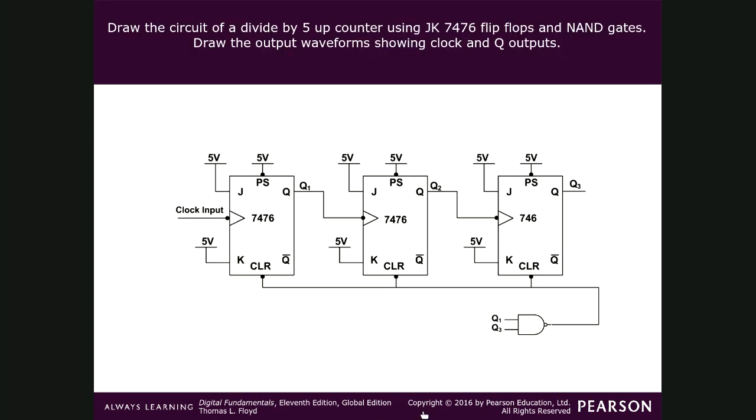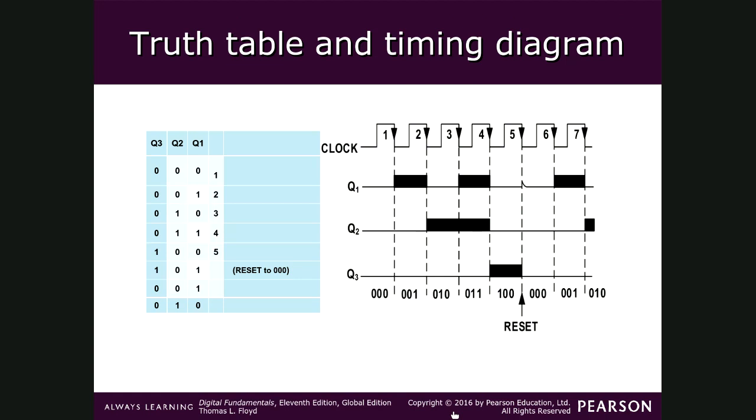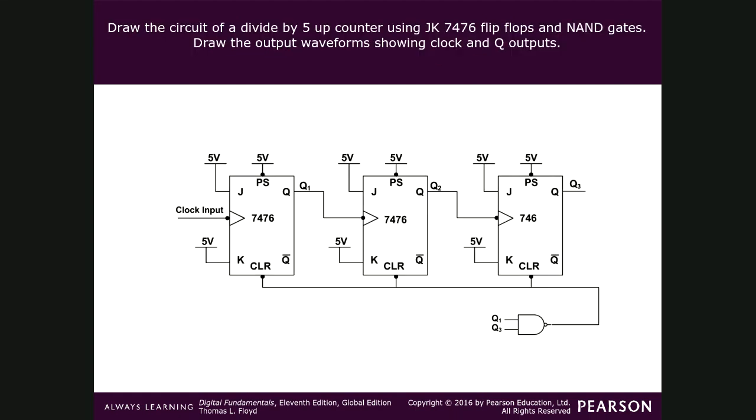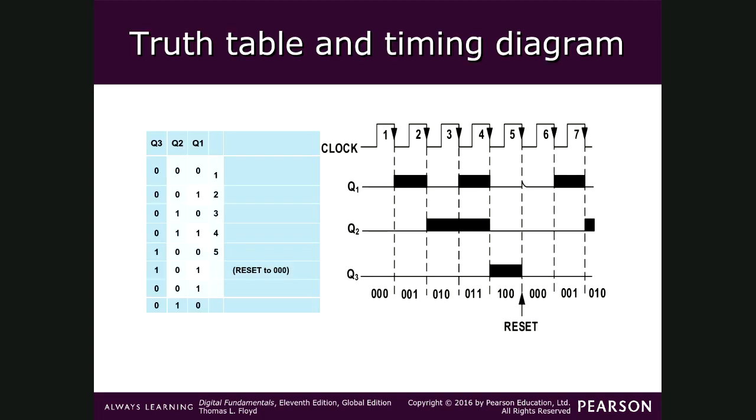Now see here, what is this one? This is called a divide by 5 counter. I will explain. Divide by 5 means the first number is 0 0 0, the second number 0 0 1, the third number 0 1 0, the fourth number 0 1 1, and the fifth number 1 0 0. Now this is allowed. This 1 0 1 is not allowed, because it is a mod 5 counter, only 5 numbers allowed, the 6th number not allowed.